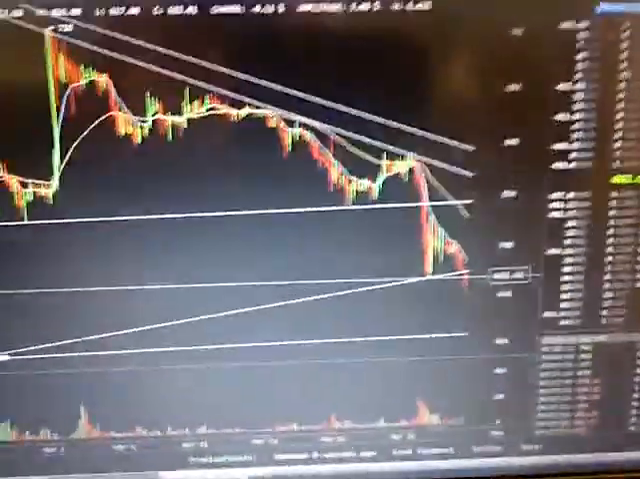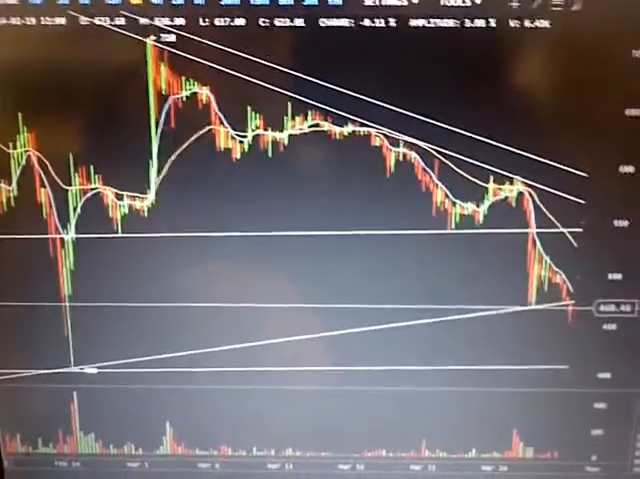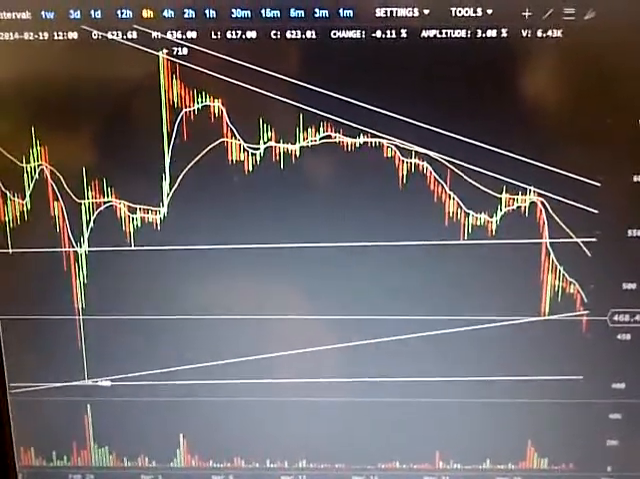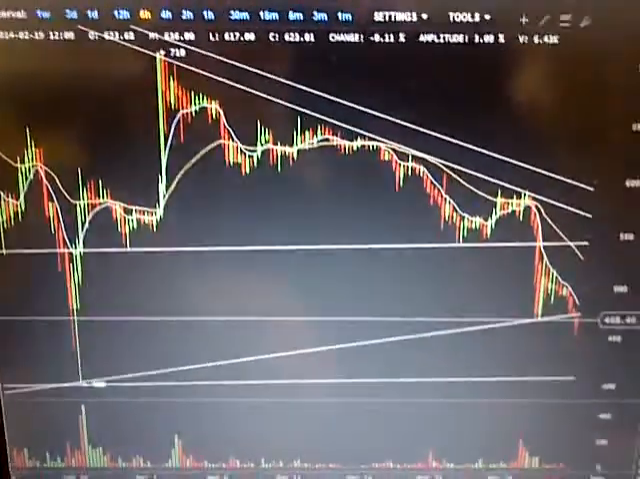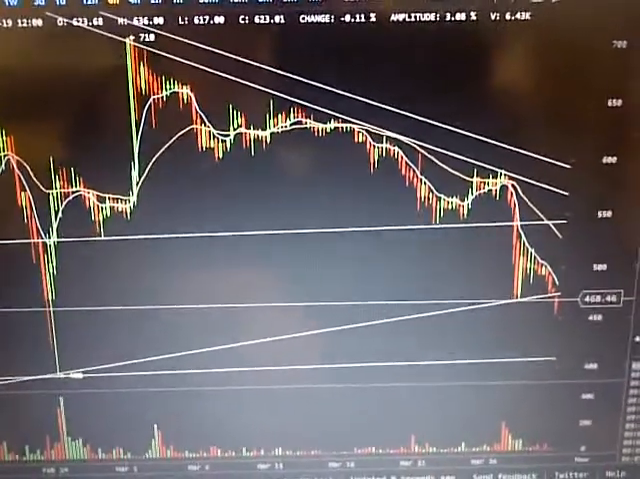Hello everyone, welcome back. Another episode of Bitcoin Trade here, and basically what I'm going to look at is some recent price action movements. If you haven't already figured out what's going on, you probably have by now.